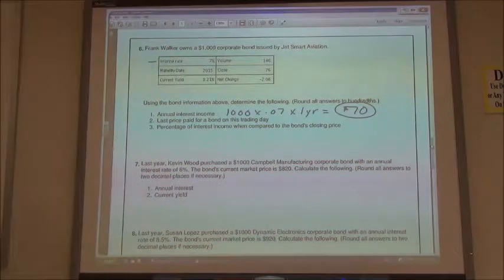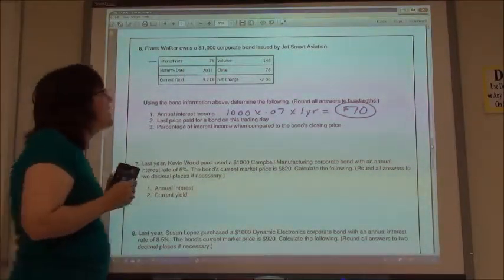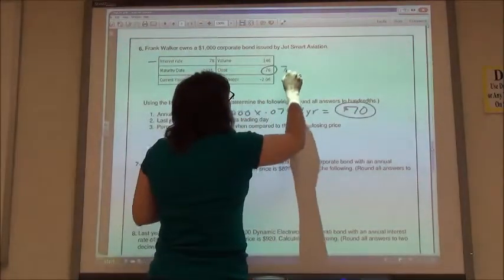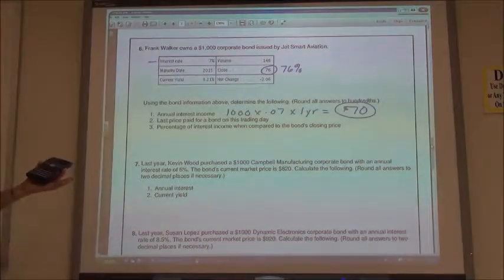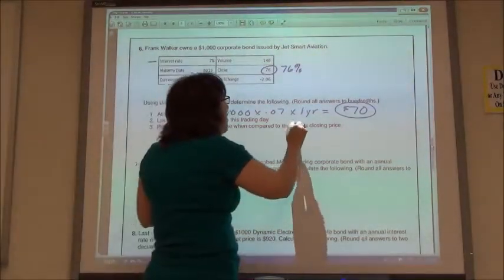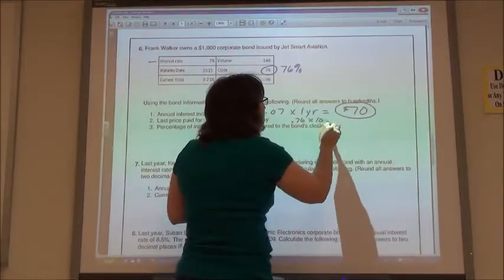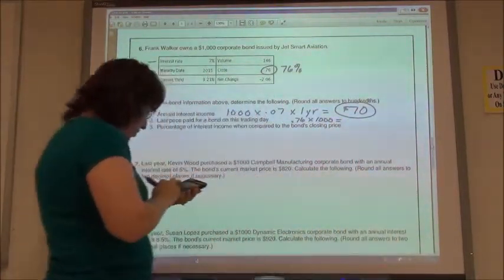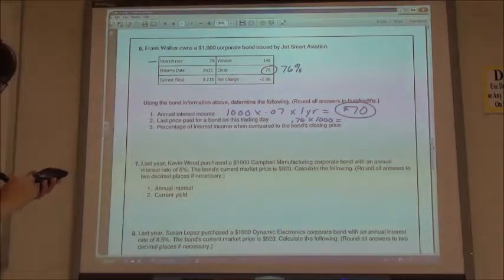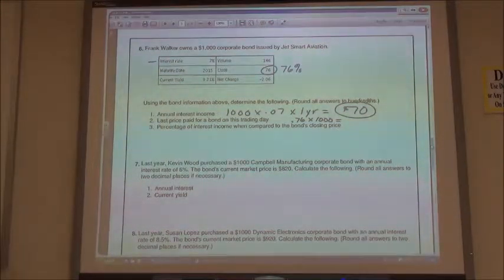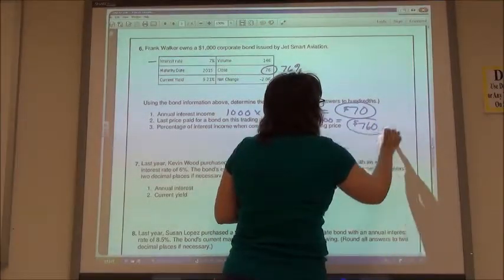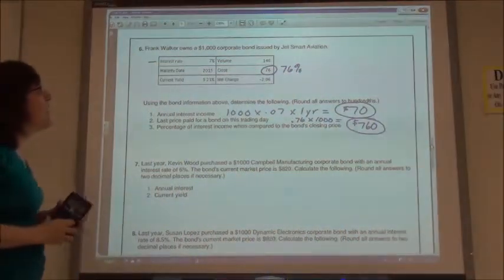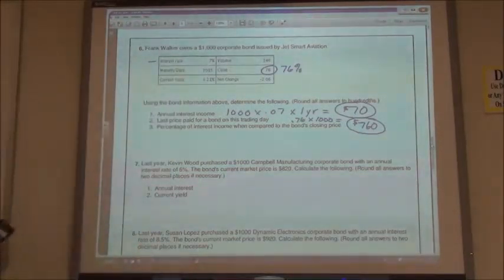And then it says, what is the last price paid for a bond on this trading day? Again, this is a percentage. My closing price was 76% of the face value of the bond. And so I'm going to take 0.76 times the $1,000 face value. So 0.76 times 1,000, I get $760. And so I would have paid $760 for my $1,000 bond. So that's the closing price that they would have paid for the $1,000 bond that they have.